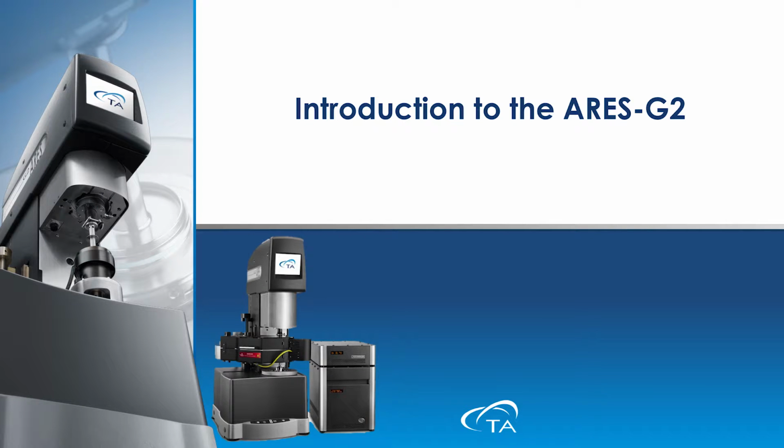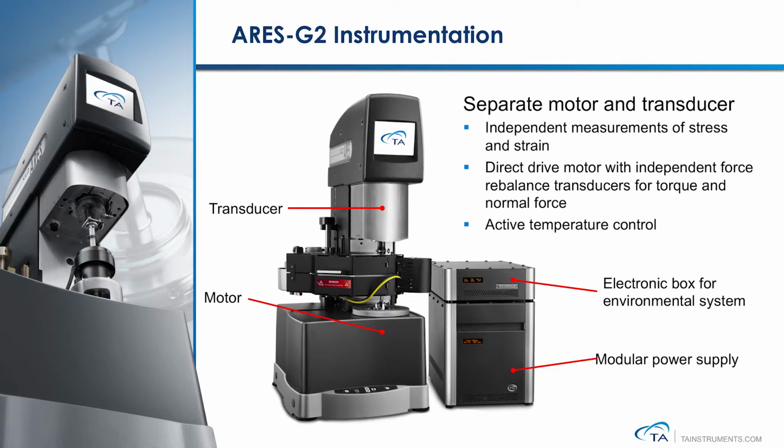Let us start off by providing a basic introduction to the ARES-G2 instrument and highlight some of its hardware features. The ARES-G2 rheometer has a separate motor and transducer design. The motor is located on the bottom of the instrument and directly applies the strain deformation to the specimen. The force rebalance transducer, the FRT transducer, is located on the top and measures the torque response from the specimen.